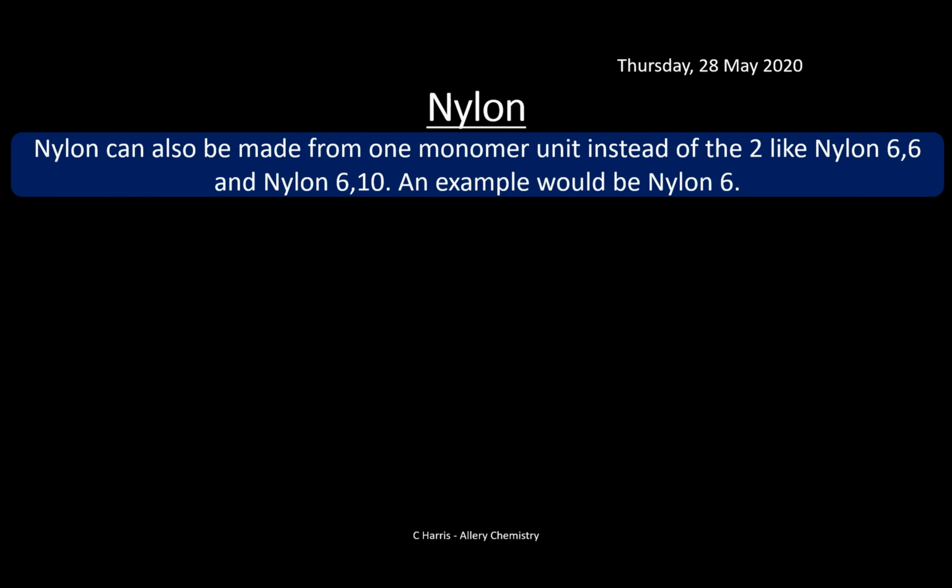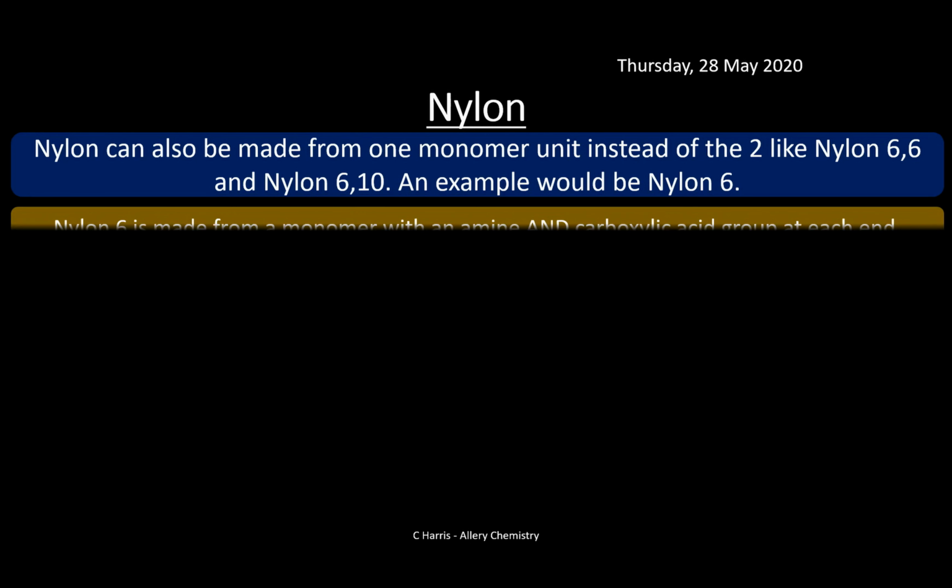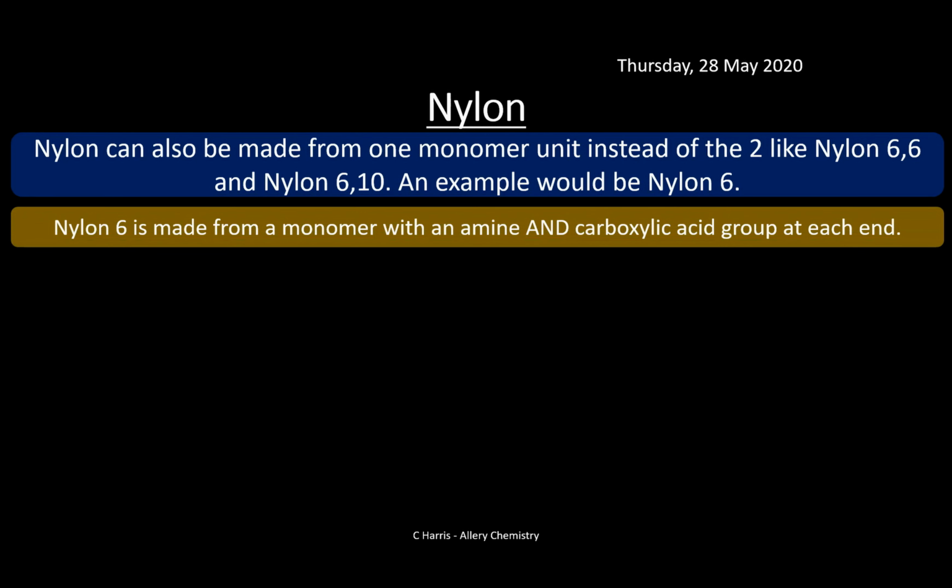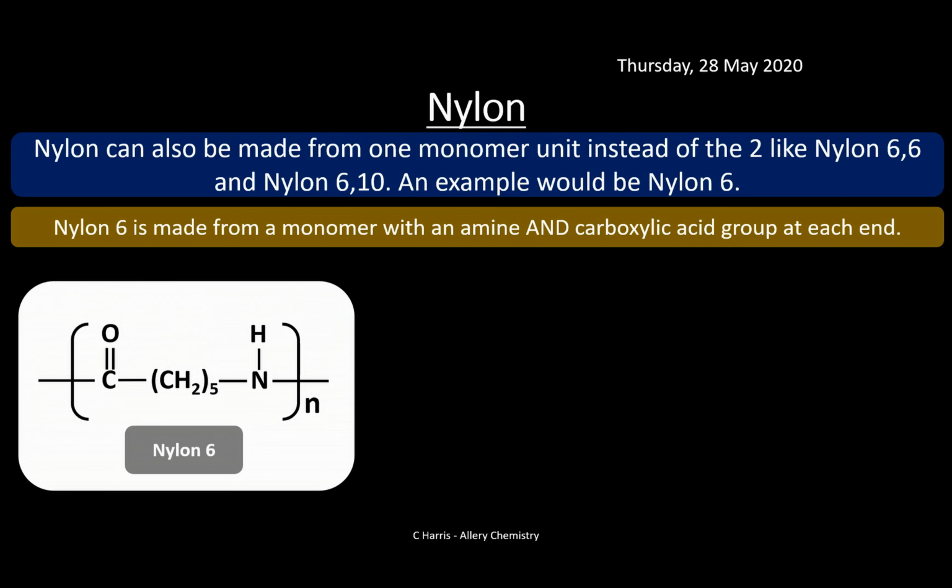Okay, but nylon can also be made from 1 monomer unit instead of the 2, like nylon 6,6 and nylon 6,10. So an example would just be nylon 6. Okay, so nylon 6 is made from a monomer with an amine and a carboxylic acid group on each end. So instead of using a dicarboxylic acid and a diamine, we have 1 molecule with an amine and a carboxylic acid at each end, okay, because we must have that for these to form amide links.